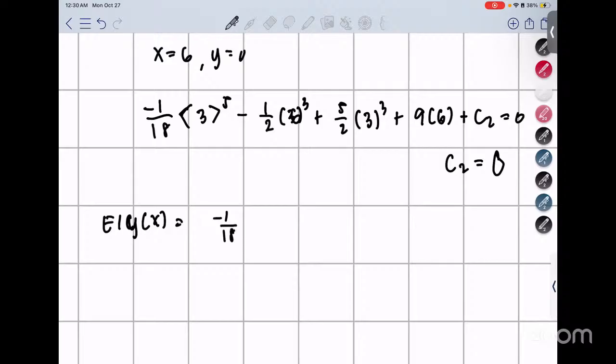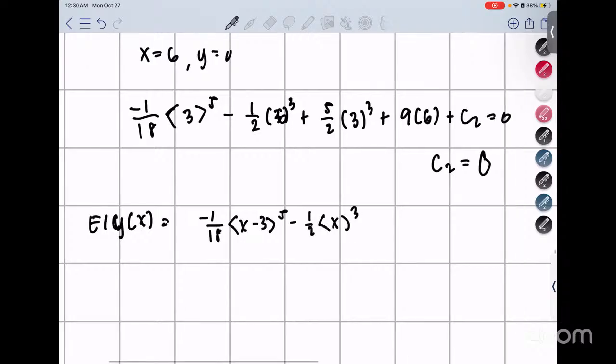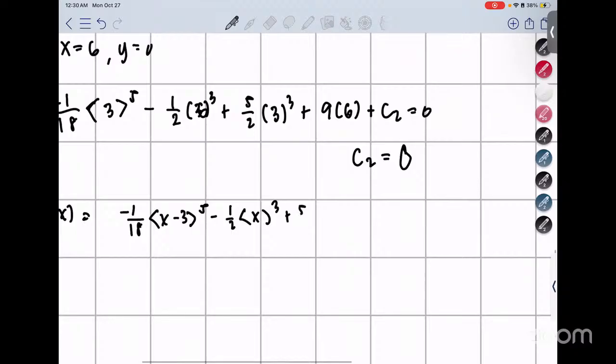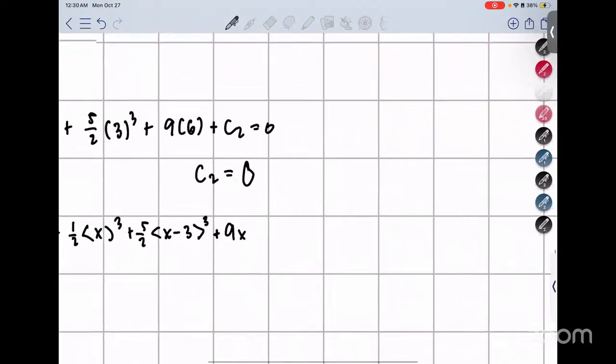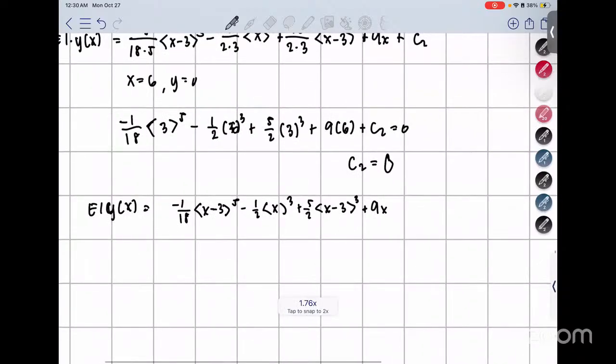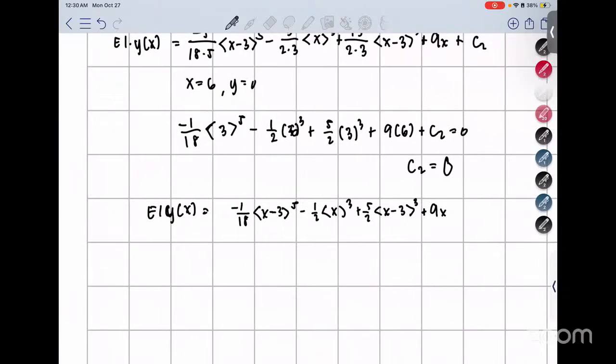So your final deflection equation is just given by EIy of x is equal to negative 1/18 (x minus 3) raised to 5 minus 1 half x raised to 3 plus 5 over 2 (x minus 3) cubed plus 9x plus 0. So just include that. So that's our final deflection equation.